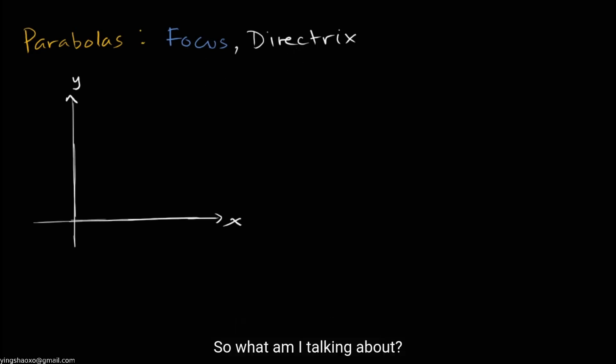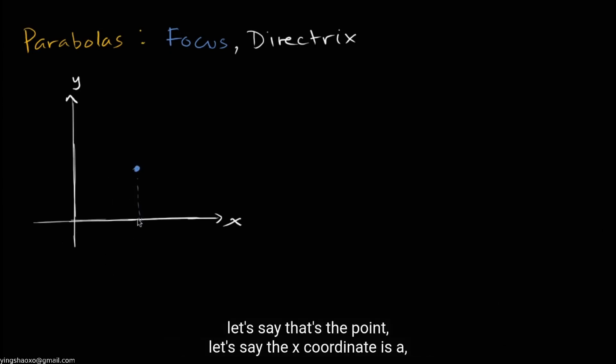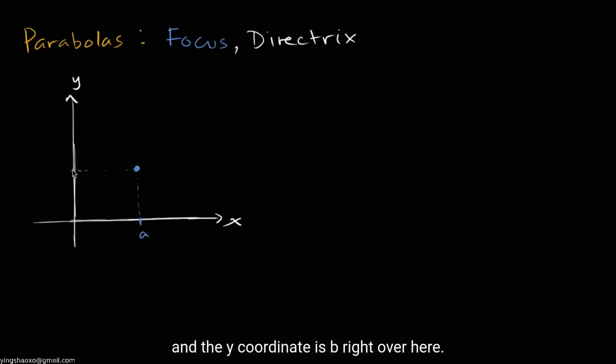So what am I talking about? Let's give ourselves a point. So let's say this point right over here. Let's say the x-coordinate is a, and the y-coordinate is b right over here. So that is the point a, comma b.